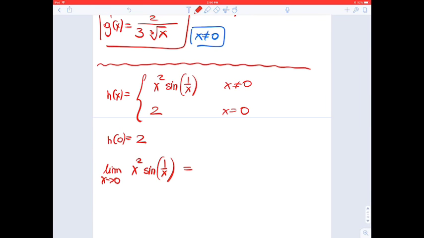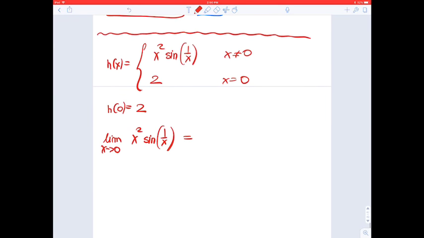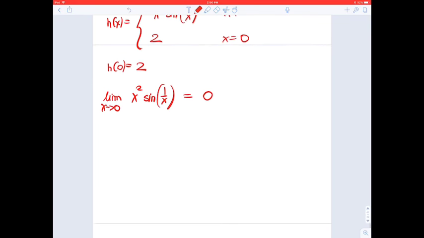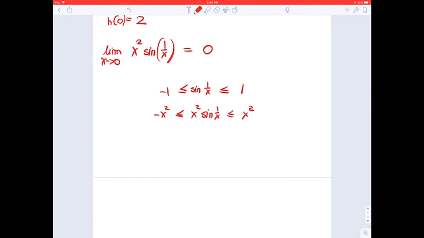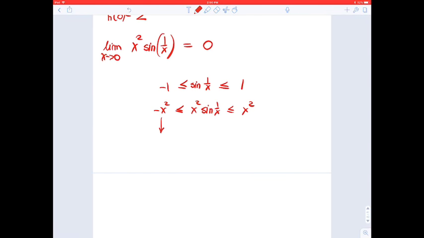And probably we remember that this limit, using the squeeze theorem, is 0. I can solve it for you. Sine of any angle is between -1 and 1, so sine of 1 over x is between -1 and 1. If I multiply each side by x squared, I get this. Then as x goes to 0, the parabola negative x squared goes to 0, and the parabola positive x squared goes to 0.